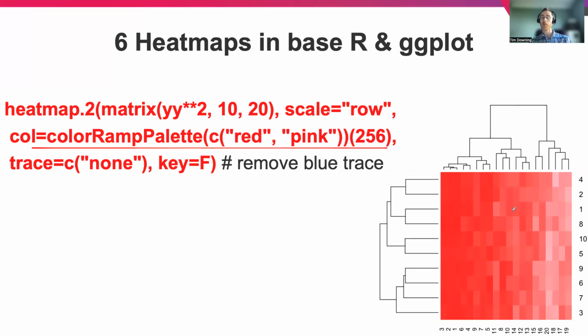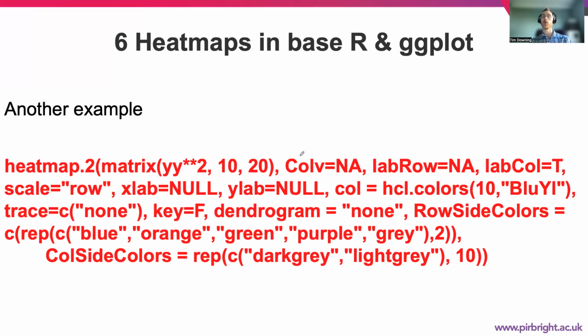If we take another example, we can add on more features here. So there's things like we can remove the labels for the rows and the dendrogram as well. We can remove the X and Y labels, we can add them in, or here we've set them to null, so there's none. We're using a kind of blue color scheme here.